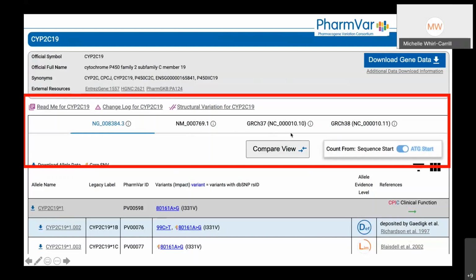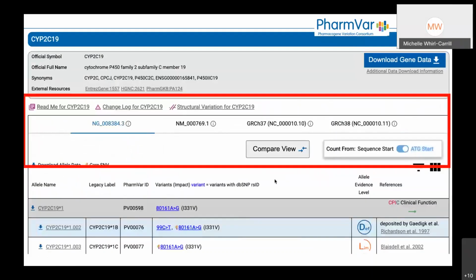And if you clicked on another reference sequence, it would automatically update the positions of all these variants. Very, very nice feature of PharmVar. Another cool feature of PharmVar is it lets you compare, without having to scroll down, what's the difference between all these alleles.